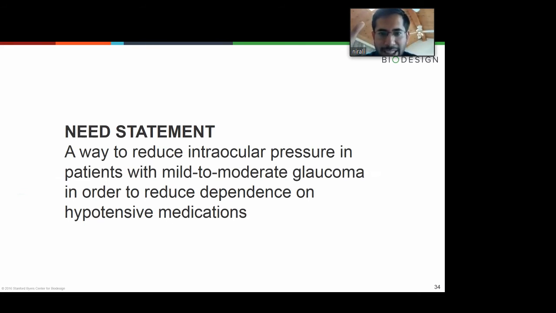This is a need statement about glaucoma, based on the company that I worked for previously. It's a way to reduce the pressure in patients with glaucoma to reduce the dependence on hypotensive medications. So again, we're reducing pressure in glaucoma patients, and the outcome is to reduce the dependence on medication.